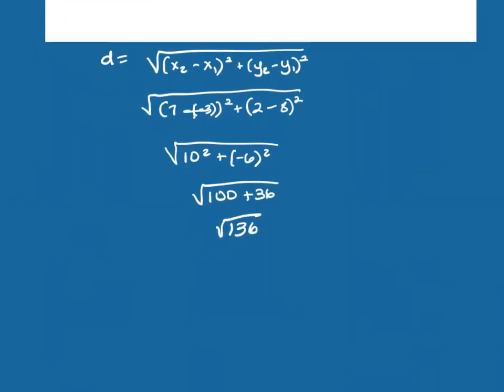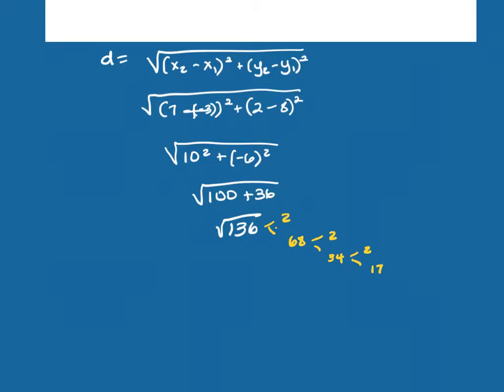Now we're going to break this down to see if we can simplify this. So 2 goes into 136 68 times. 2 goes into 68 34 times. 2 goes into 34 17 times. And then we've hit all prime numbers.